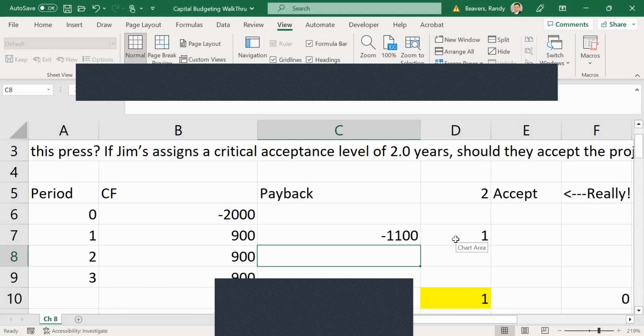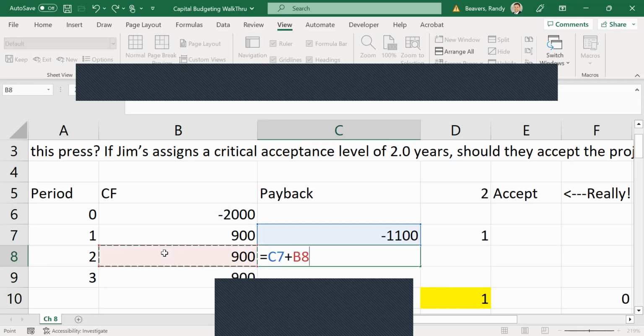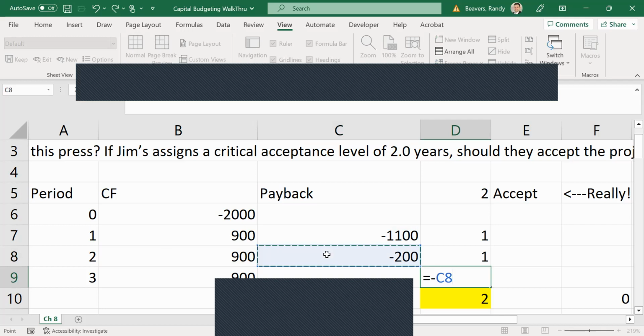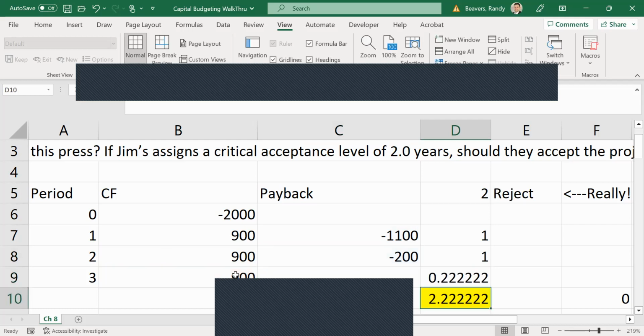In cell C8, looking at payback, we have $1,100 now left to receive our payback, plus $900. So now we have $200 left to get paid back. And then finally, I could see here that I only have $200 left to get paid back, but I'm going to receive $900 in this year. So to do this one, I'll put a minus to make this a positive now. That's my amount left to get back the payback. That's how much I receive. So I will get paid back roughly 0.22 part of the year. So my payback period is 2.22.